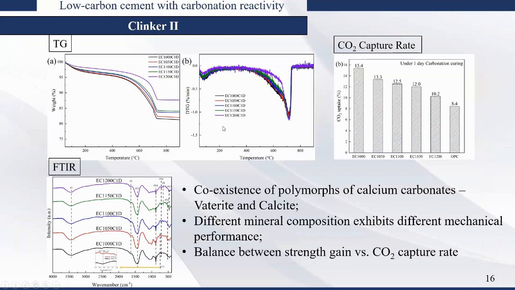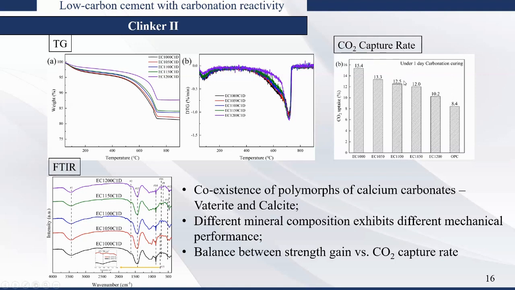Through several gravimetric analyses, we calculated the CO2 capture rate. The capture rate ranges between 10.2 and 15%, which means that 100 grams of the cement we synthesized can sequester 10 to 15 grams of CO2. For OPC, this number is 8%. And this batch, EC1100, behaved the best in terms of compressive strength.